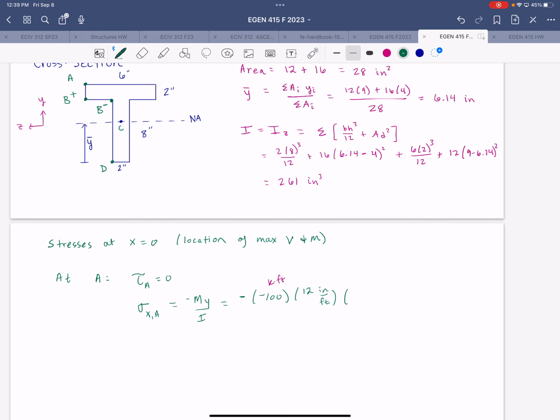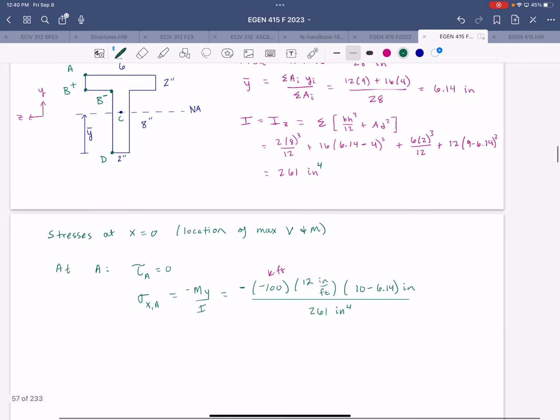All right, and then y is going to be the distance from the neutral axis to the point where we're calculating normal stress. So that's going to be the total depth of 10 minus 6.14. And then in the denominator, we have our 261 cubic inches. Or, sorry, inches to the fourth. Why did nobody correct me on that? Did you not catch that? All right, inches to the fourth for moment of inertia, right?